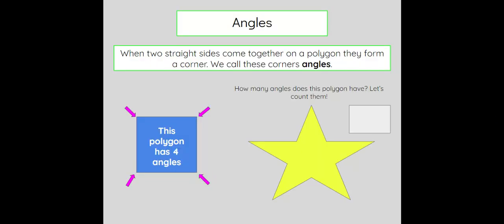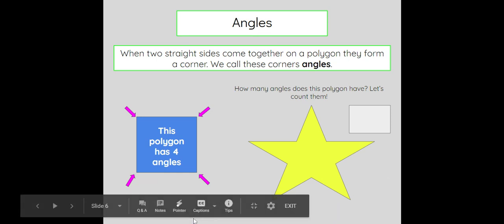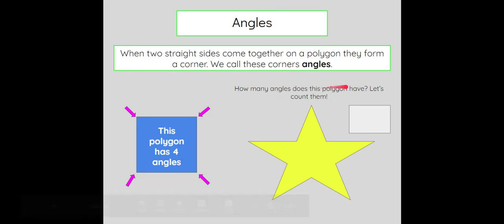Next vocabulary word is angles. When two straight sides come together on a polygon, they form a corner. We call these corners angles. So this polygon has 4 angles: 1, 2, 3, 4. How many angles does this polygon have? We're going to count them.